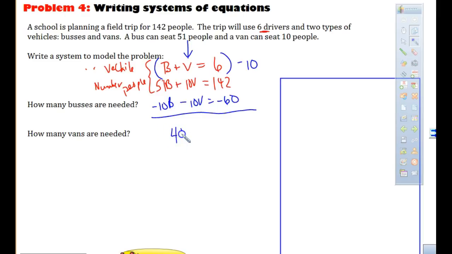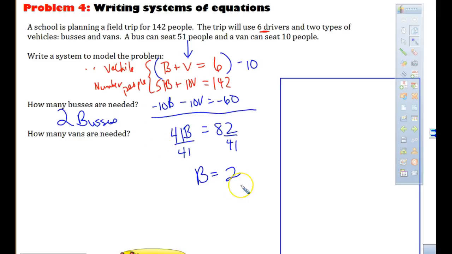We get 41b. The b's cancel. 142 minus 60 is 82, it's working out really nice. Divided by 41, b equals 2. How many buses do we need? 2 buses. Oh, and once I get the 2 buses, how many vans?